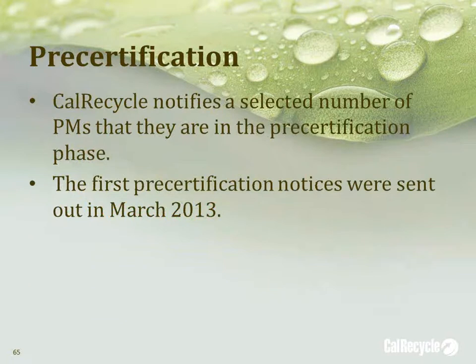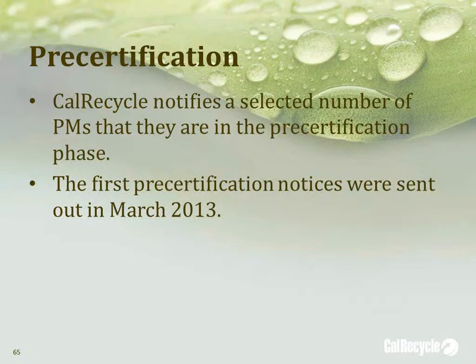In the pre-certification phase, we randomly select a small percentage of product manufacturers who have registered with CalRecycle and notify them in writing that they have been selected for pre-certification. This pre-certification notice provides the selected product manufacturers with 1 year's notice that they may be selected to certify their product's compliance with the RPPC law. This advance notice provides product manufacturers the opportunity to review RPPC requirements and to identify and resolve any compliance issues they may have with their RPPCs.